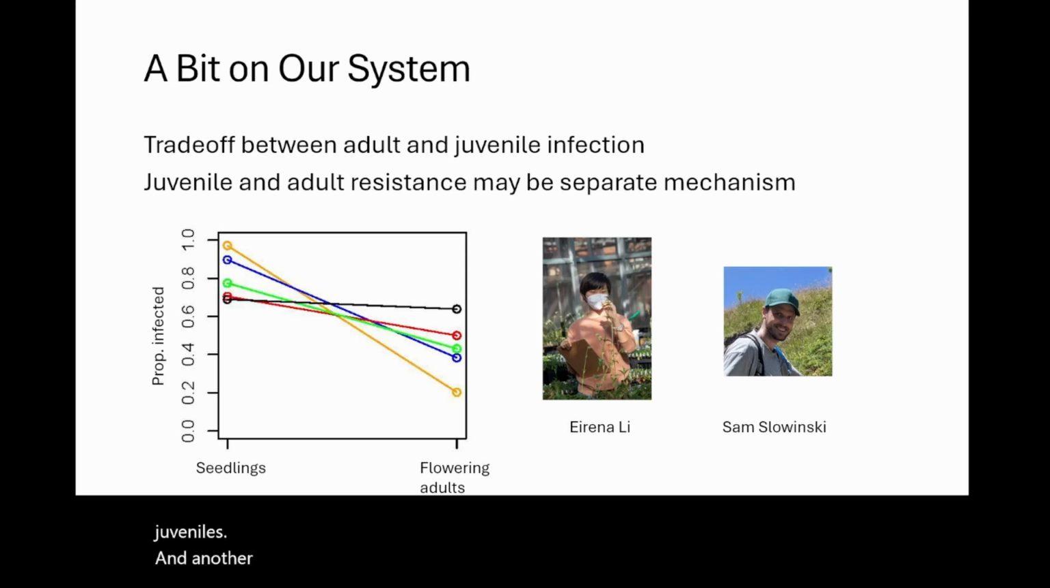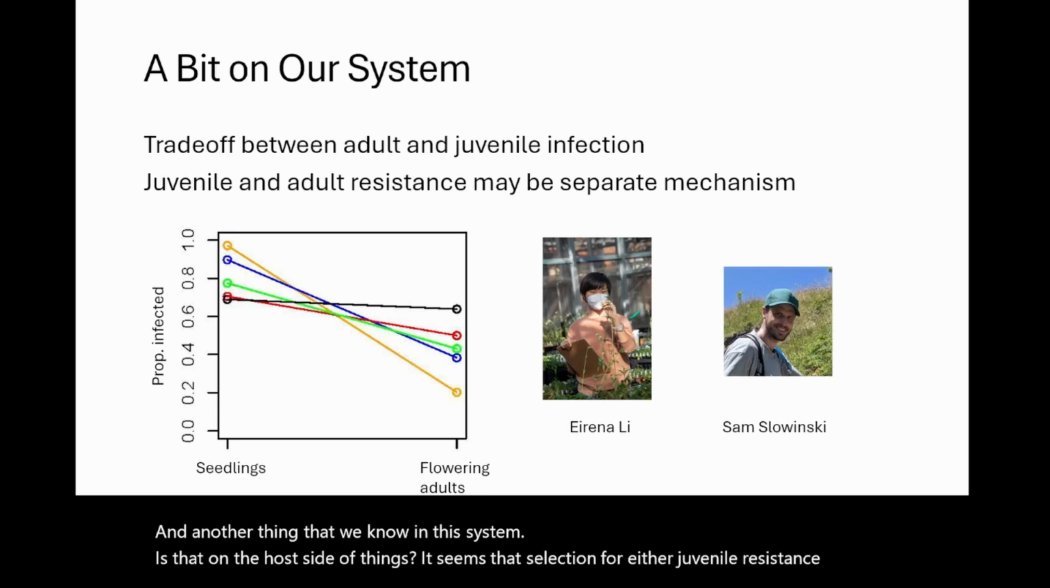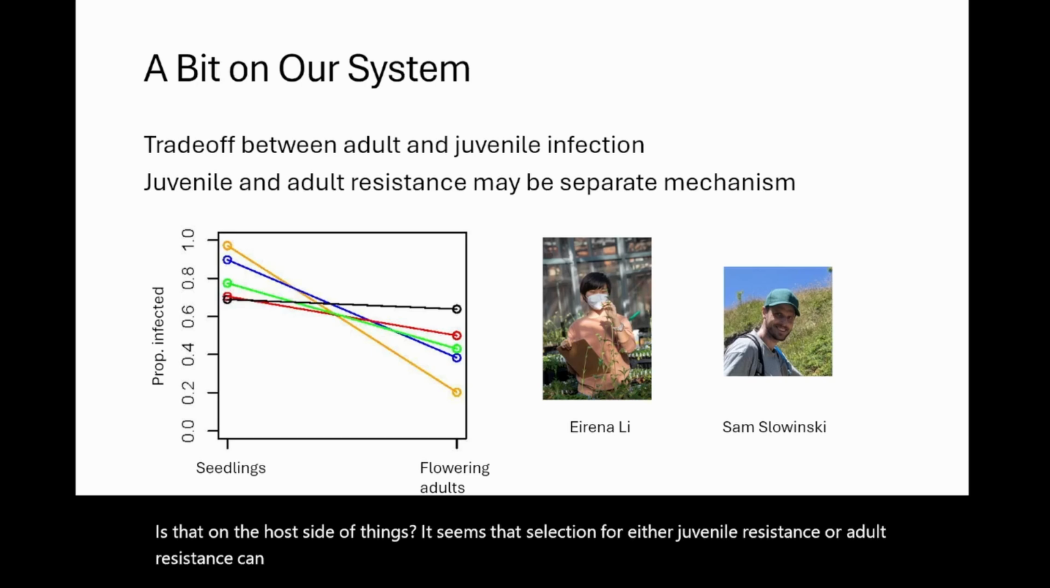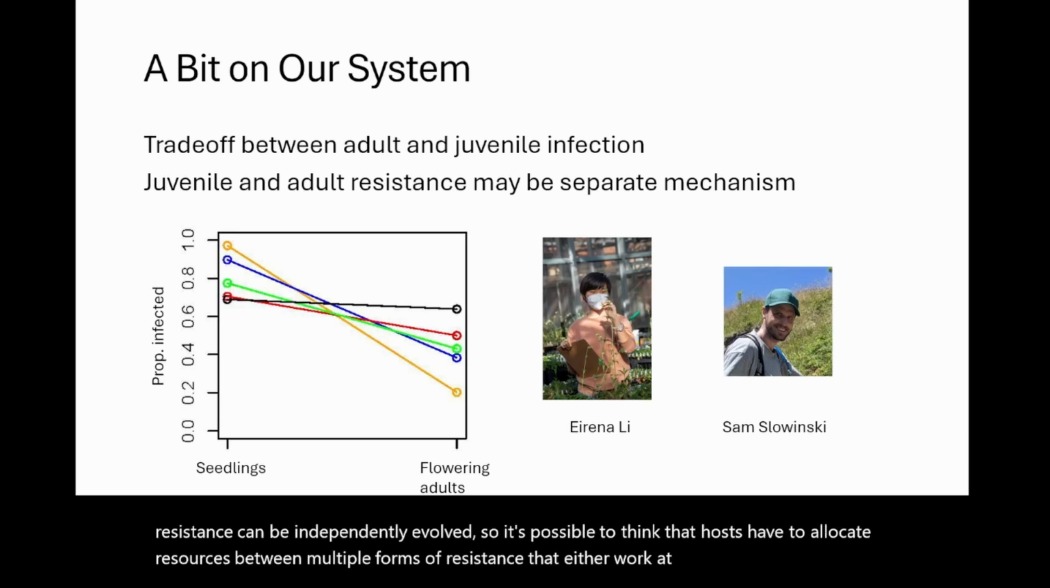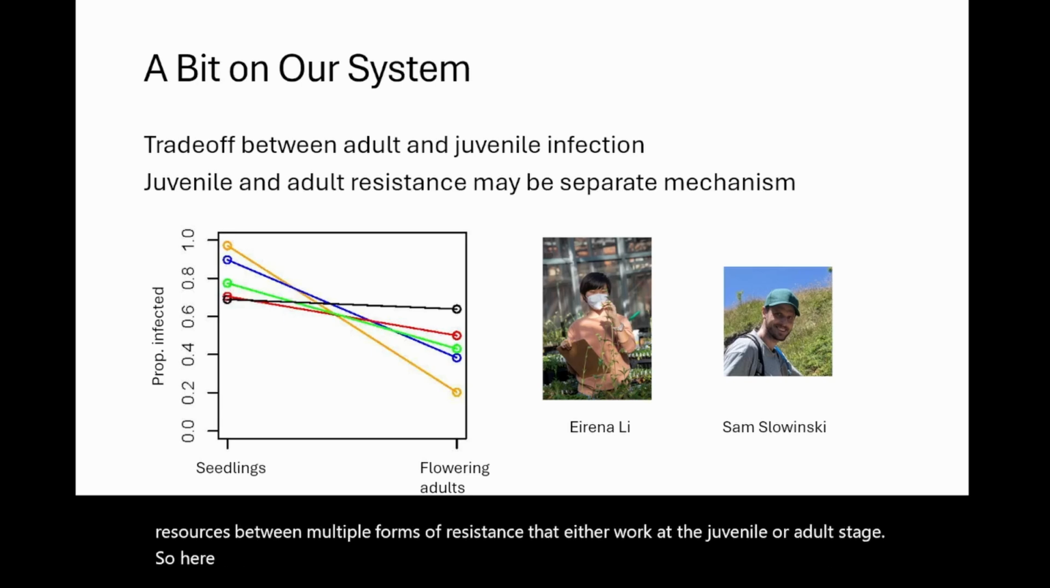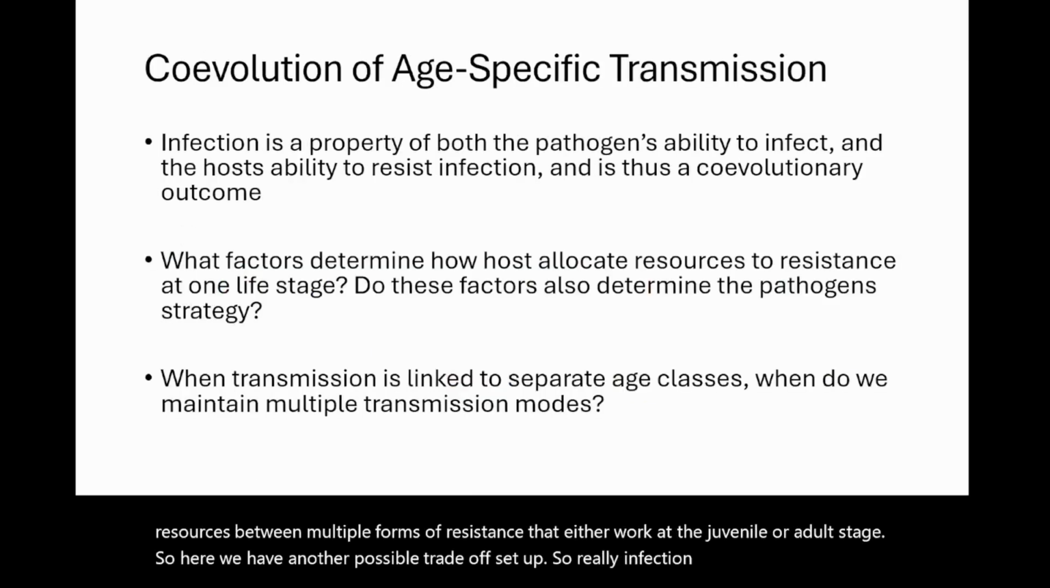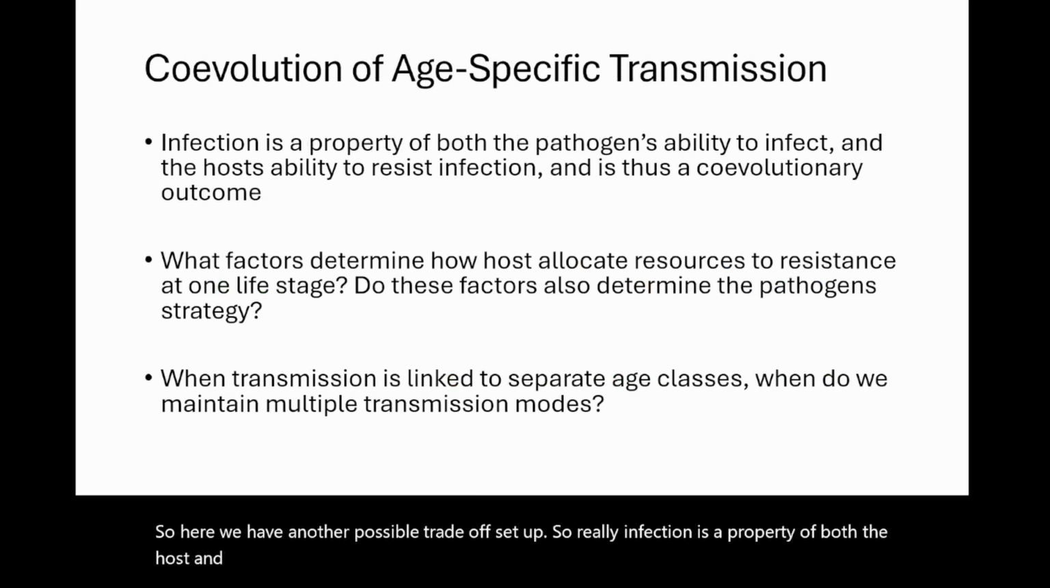And another thing that we know in this system is that on the host side of things, it seems that selection for either juvenile resistance or adult resistance can be independently evolved. So it's possible to think that hosts have to allocate resources between multiple forms of resistance that either work at the juvenile or adult stage. So here we have another possible trade-off set up. So really, infection is a property of both the host and the pathogen. So this is a quintessentially coevolutionary question.